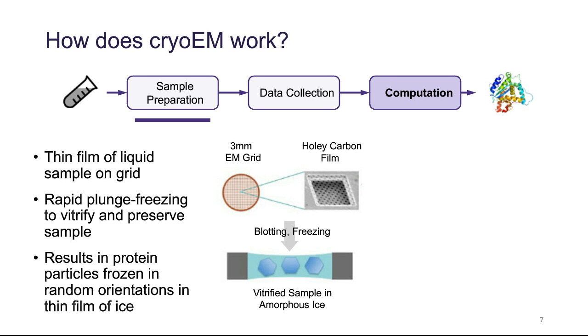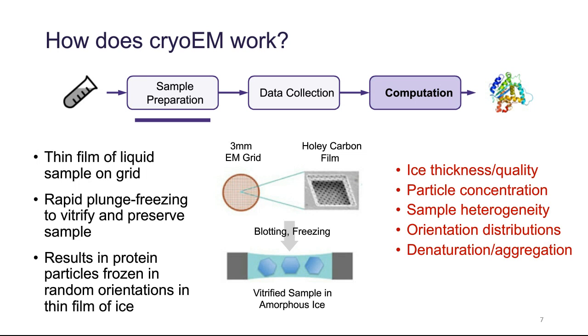A sample like this has a few interesting characteristics that must be considered. The quality and thickness of ice is paramount. Thin ice is ideal. The concentration of particles must be sufficient to produce populated images. Heterogeneity in the sample, caused either by imperfect purification or by the existence of multiple conformations of the target, is a very common occurrence. The random distribution of orientations of the particles is also critical. Having all the proteins face one way is not ideal. And aggregation and denaturation of the target can also frequently occur and can be an issue.